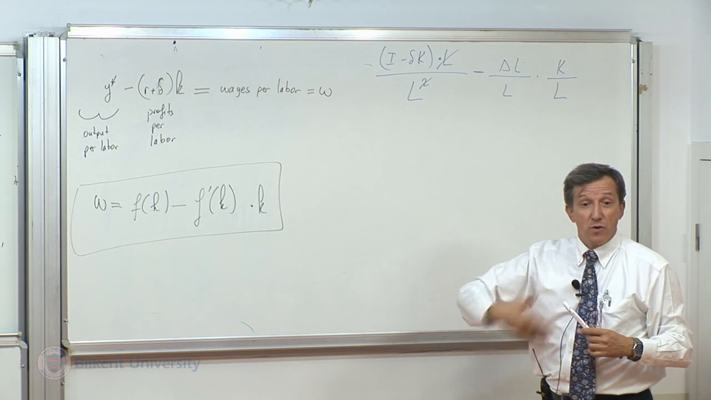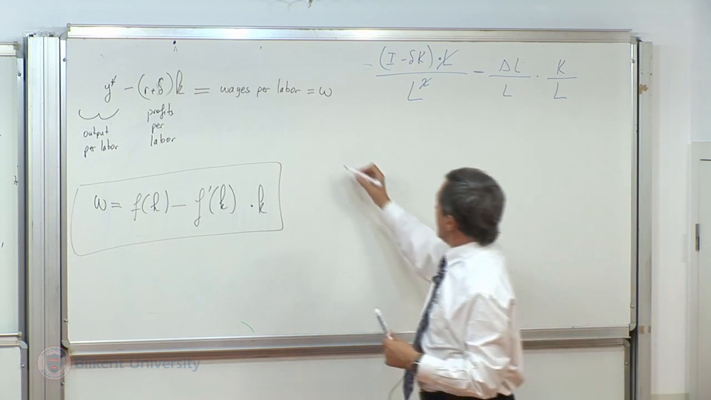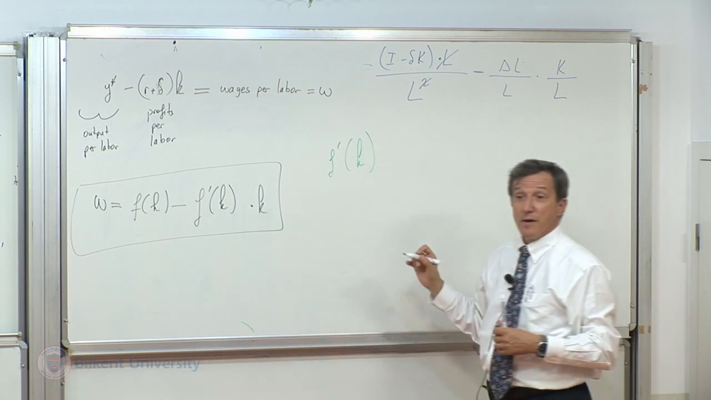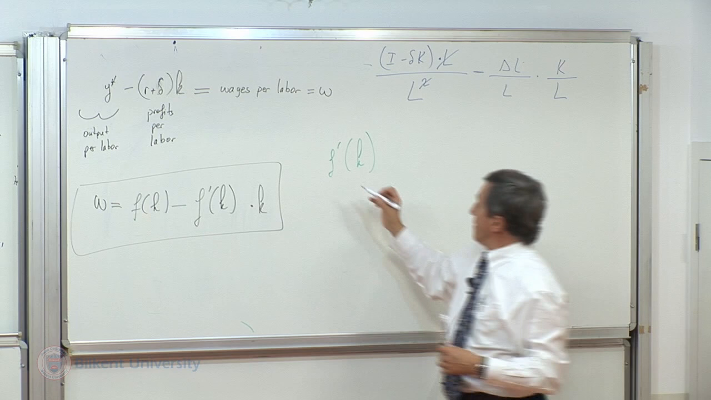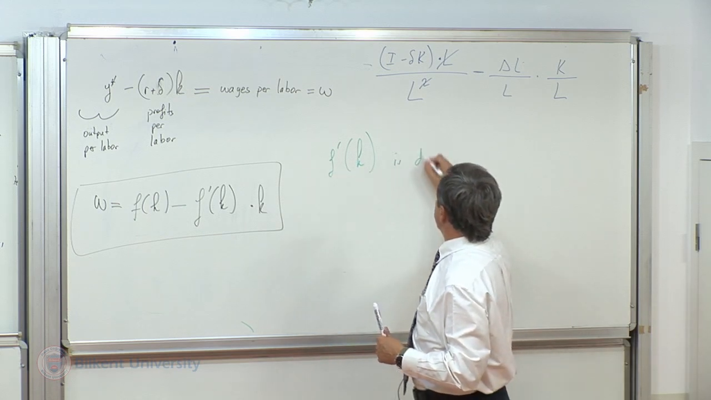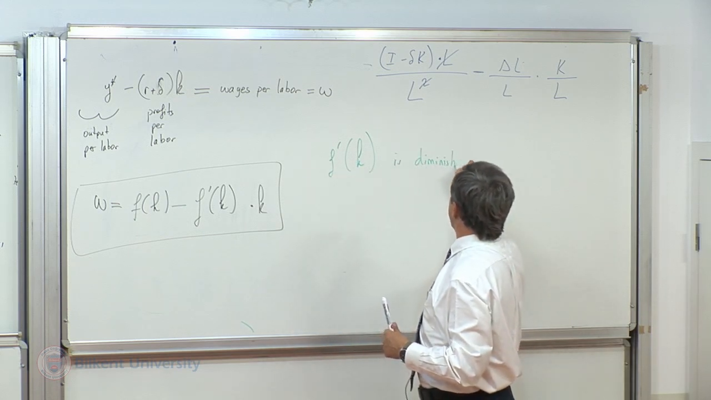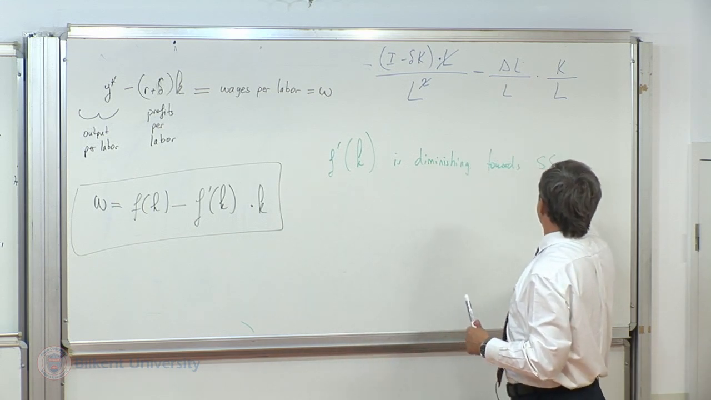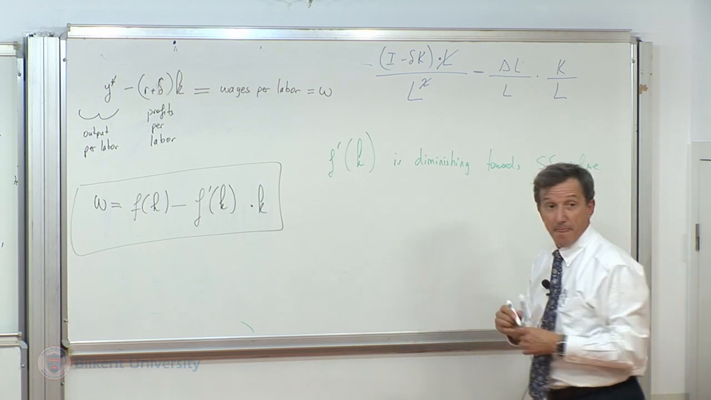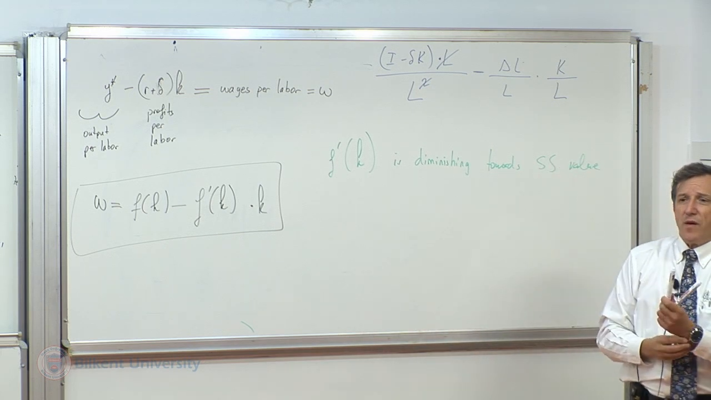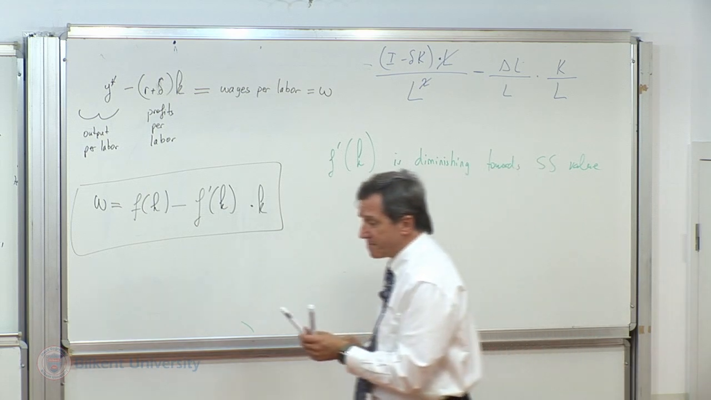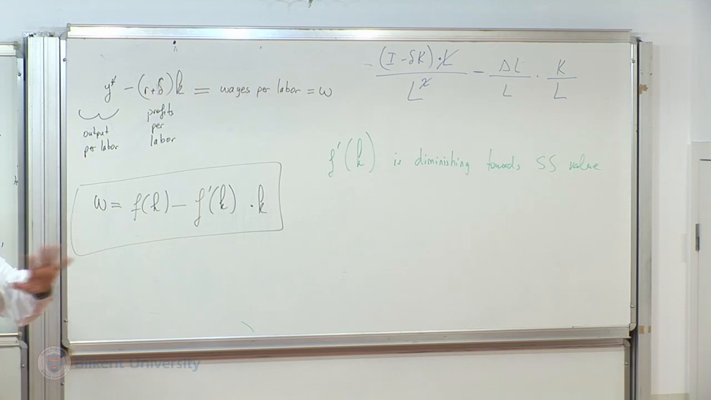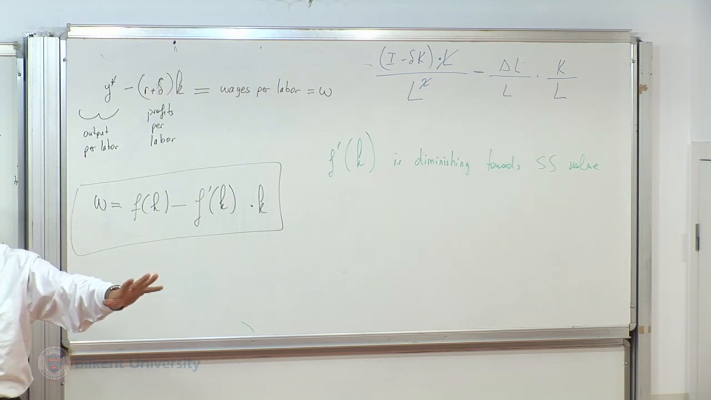So while we work like this, f prime is positive, but is diminishing towards the steady state value. Again, any comments on this? Anything?